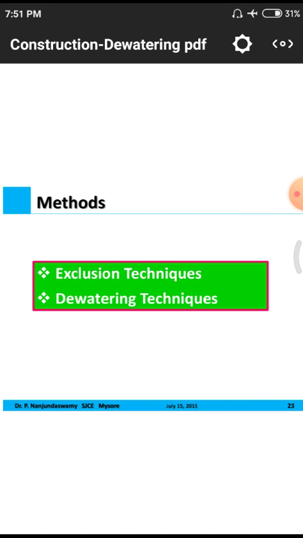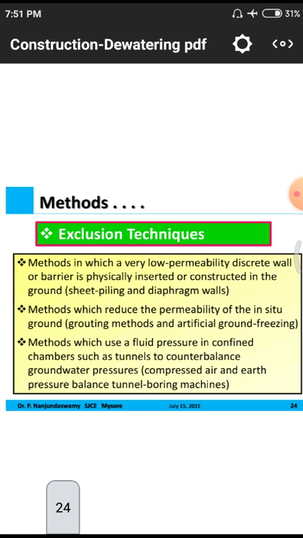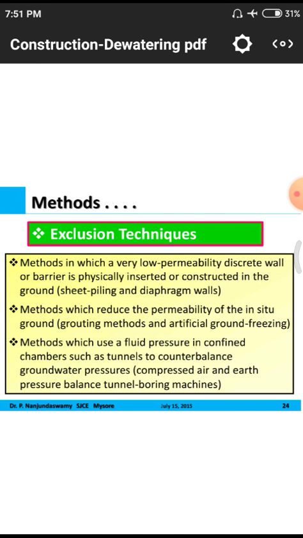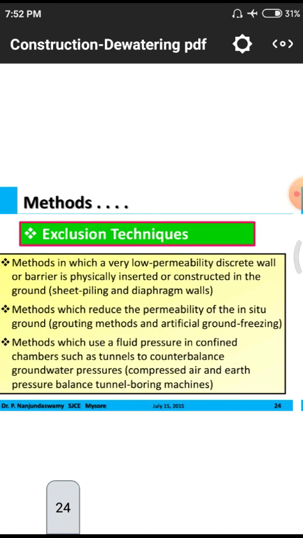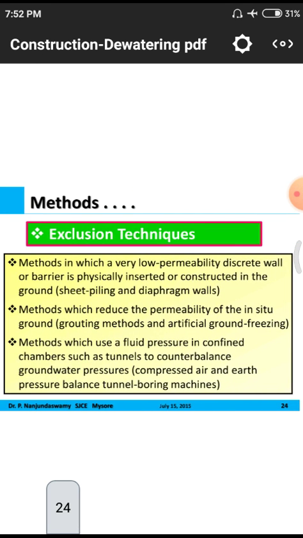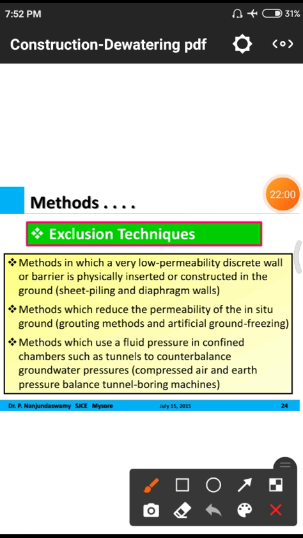What is the exclusion technique? Exclusion techniques are the methods in which a very low permeability discrete wall or barrier is physically inserted or constructed in the ground, for example sheet piling or diaphragm walls. Sheet piling you may not have observed, so I will show it with the help of diagrams.